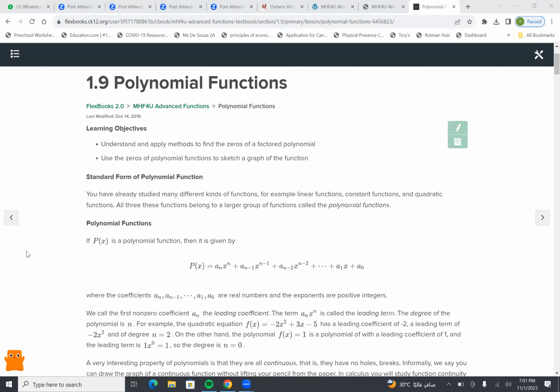Now I will come to monomial. I have 2x. How many terms are there? 1. So this has 1 term and it is called a monomial.